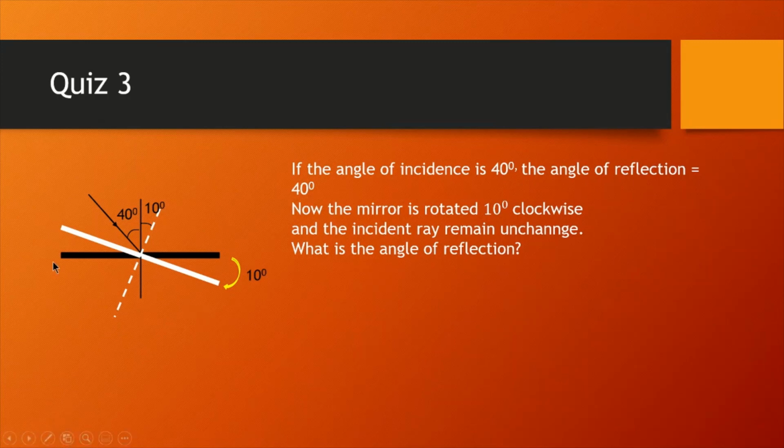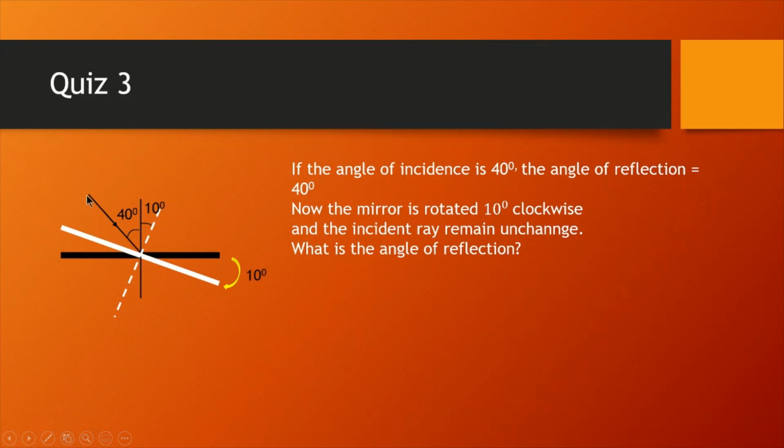From question 2, we had a mirror that is rotated anti-clockwise. Now, in this question 3, we rotate the mirror clockwise 10 degrees. Initially, this is the incident ray and this is the normal, so the incident angle was 40 degrees. But after the mirror is rotated clockwise 10 degrees, the new normal for the new position of the mirror is here, this white dotted line. From the old normal, which is here, the new normal has moved 10 degrees to the right.